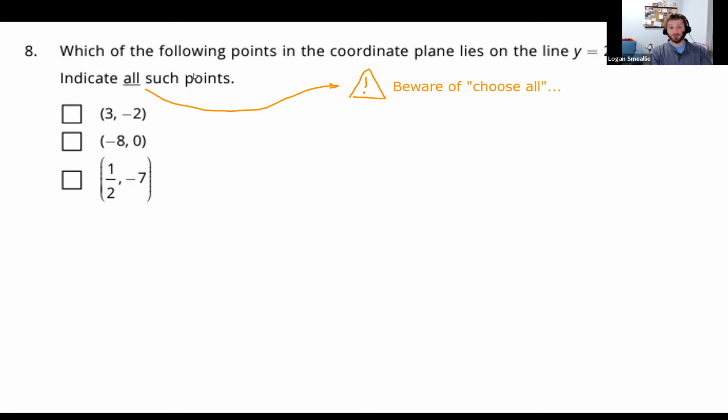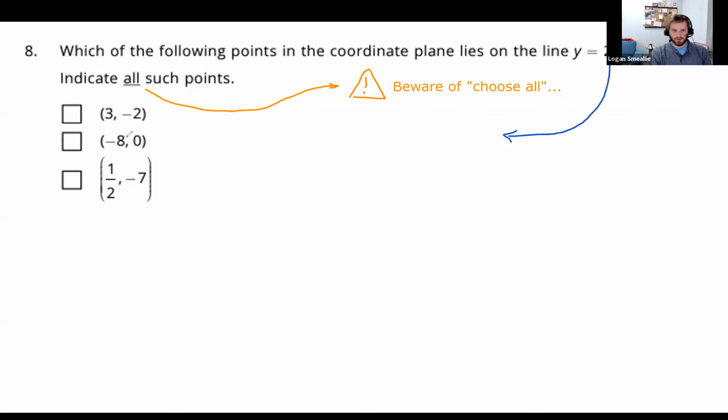Doesn't mean you never do your choose all, but if you're running out of time and you run into these, it might be something you want to be more likely to guess and skip. But let's just tackle this one. A few of you said, when I asked how you did it, that you used the y equals mx plus b form that they gave us, and you just plugged in these things. So let's do that.